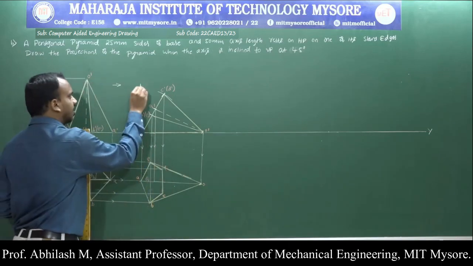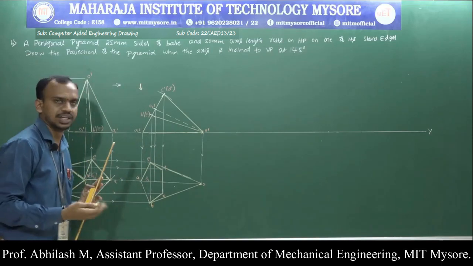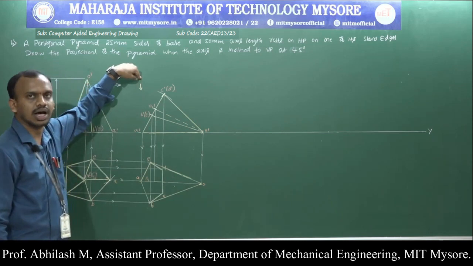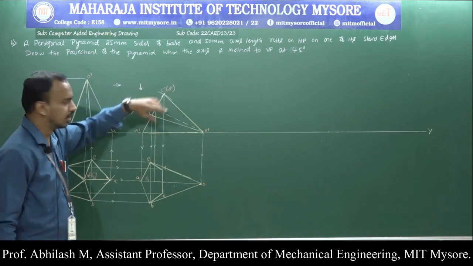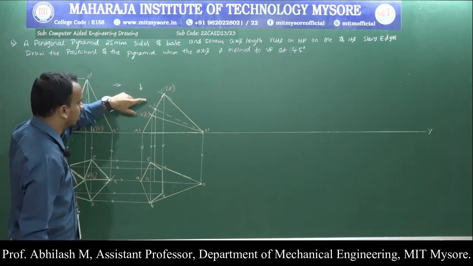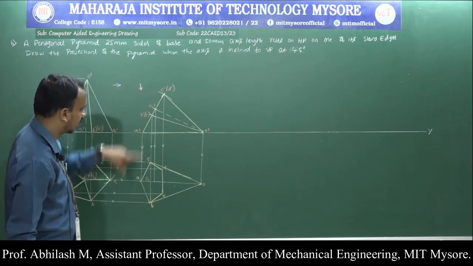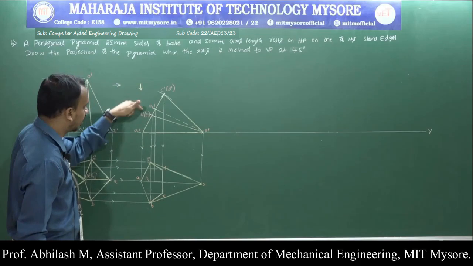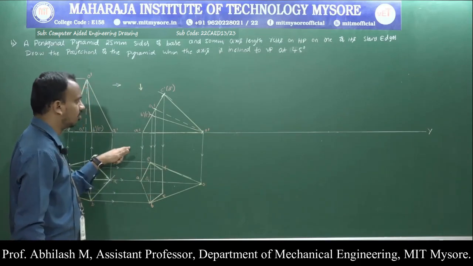Now let us apply the condition. The next condition, what we know is, the sides or the faces nearer to the observer are completely visible. Which are all the sides which are nearer to the observer? C dash to B dash, that we have done. C to B is completely visible. D to E is completely visible.